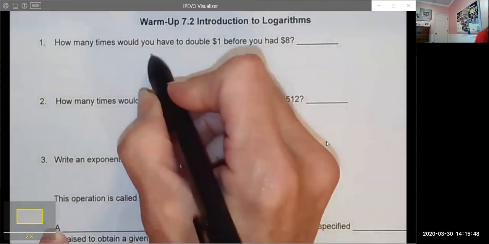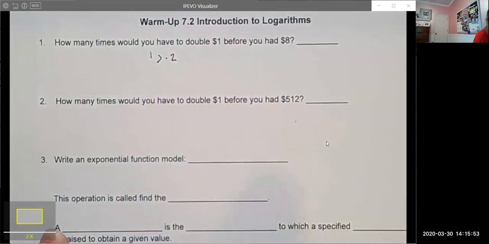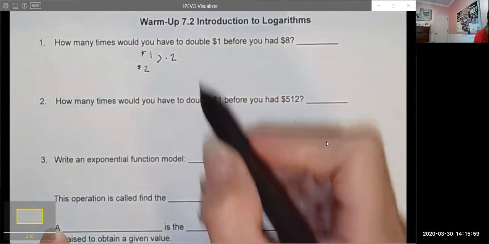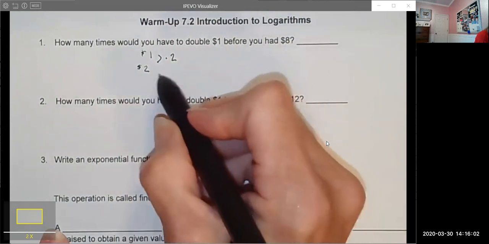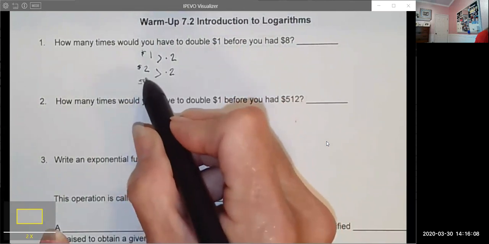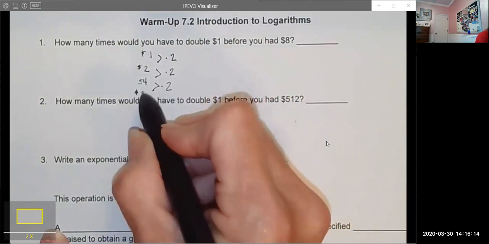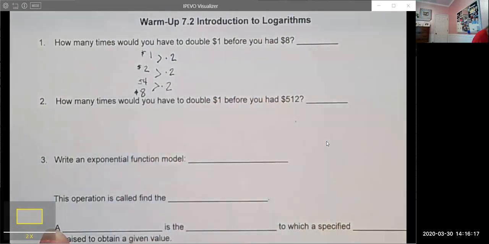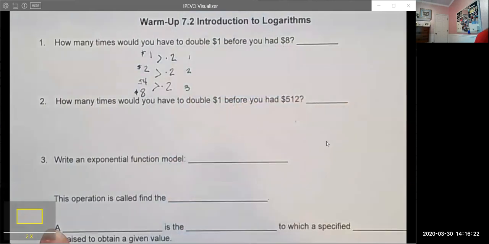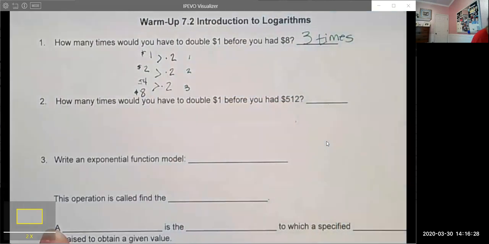So if I think about that, I start with $1 and I'm going to double it, which means multiplying by 2. And if I do that, I end up with $2. And I'm not there yet because I want to have $8 when I'm done. So I'm going to multiply by 2 again. And now I have $4. Still not there, so I'm going to multiply one more time. And 4 times 2 is 8. So to get $8, I am going to need to double my money 1, 2, 3 different times. So I double my money 3 times, I end up with $8.